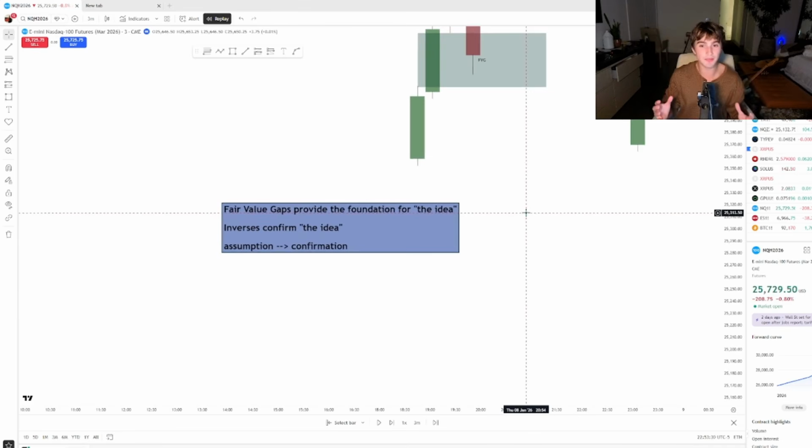Fair value gaps provide the foundation for the idea. You tell yourself, oh, I want to take longs, and you see price bounce off of a bullish fair value gap. That's just an idea. We're bouncing off this bullish fair value gap. Maybe you can take longs. But the cool thing about inversions is it confirms the idea. It turns assumption into confirmation.